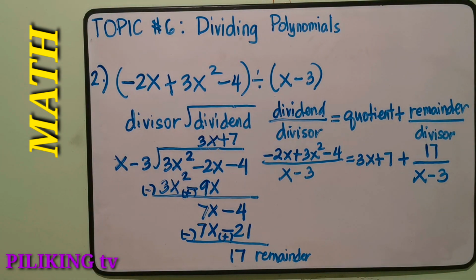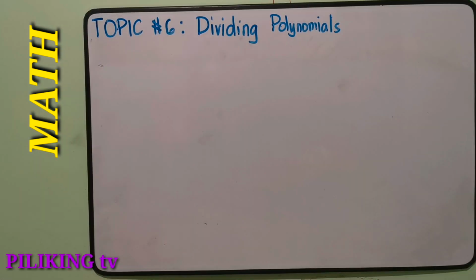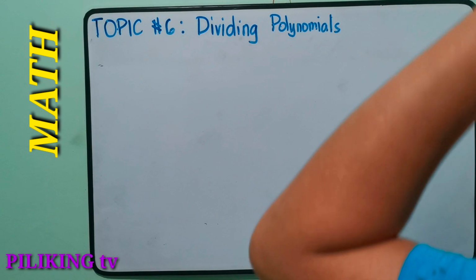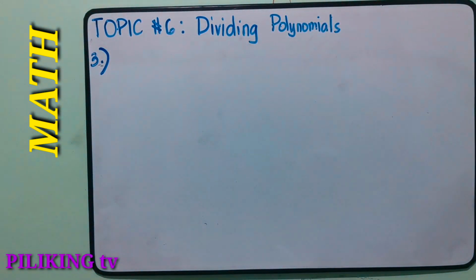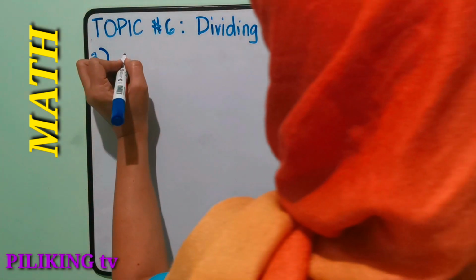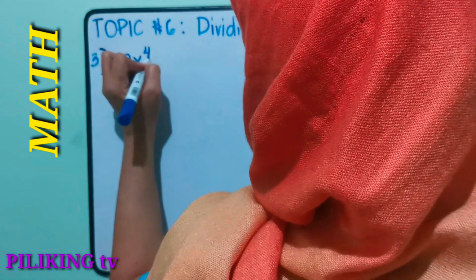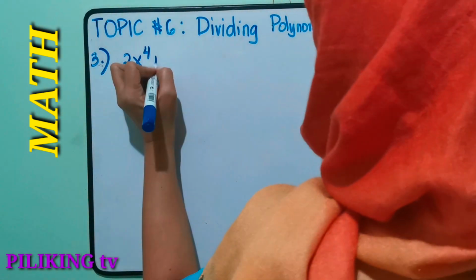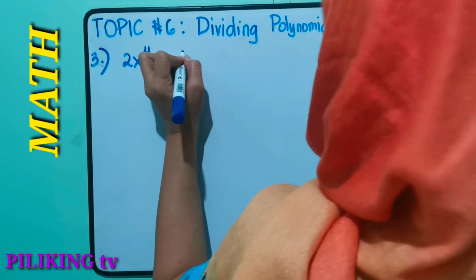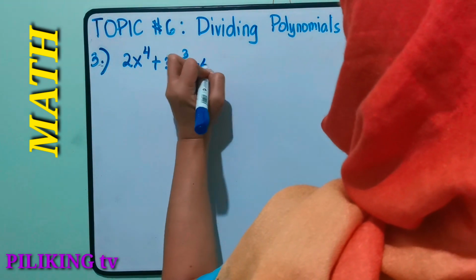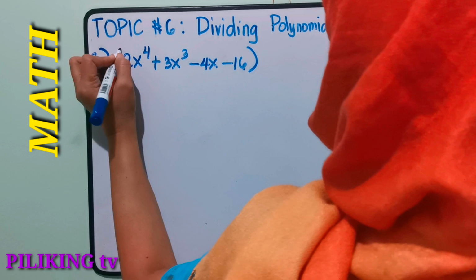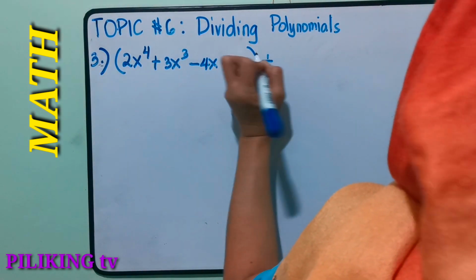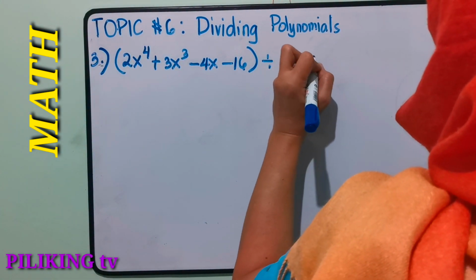Okay, let's proceed with number 3. So let's proceed with number 3 example. Okay, so we have 2x raised to 4 plus 3x cubed minus 4x minus 16. Okay, you're going now to divide by x plus 2.